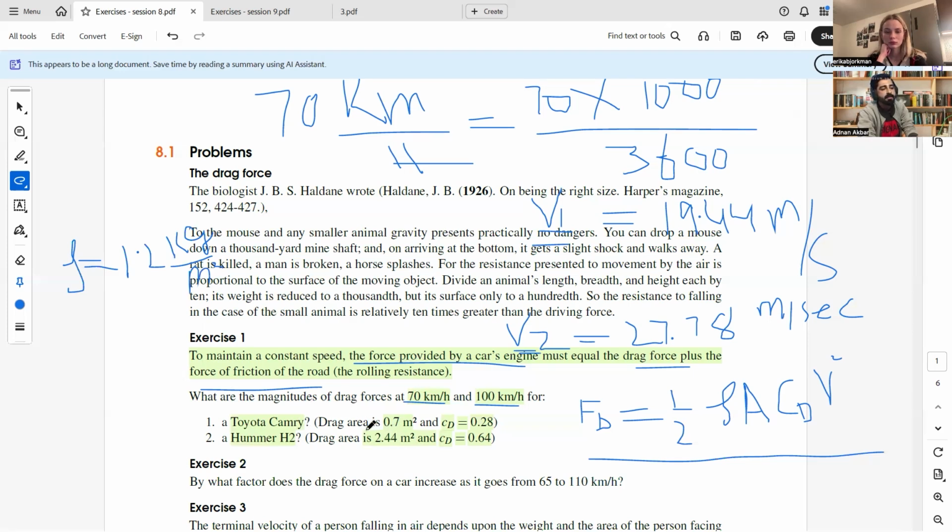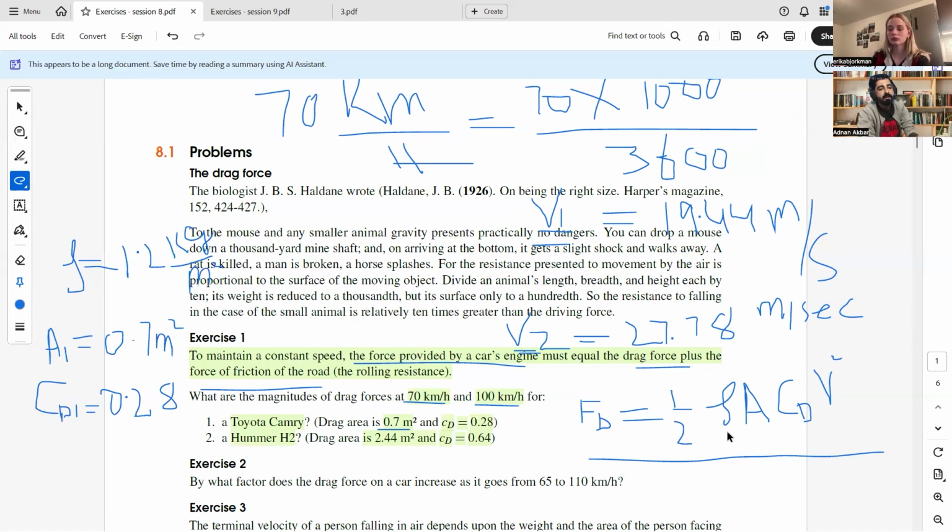And another thing, for the first vehicle, the area is 0.7 meters squared. So you can say A1 is equal to 0.7 meters squared, as we are talking about the first vehicle, and its drag force constant, you can consider it as CD1 because we are talking about the Toyota. So it is 0.28. As it is a constant, it is a unitless quantity.